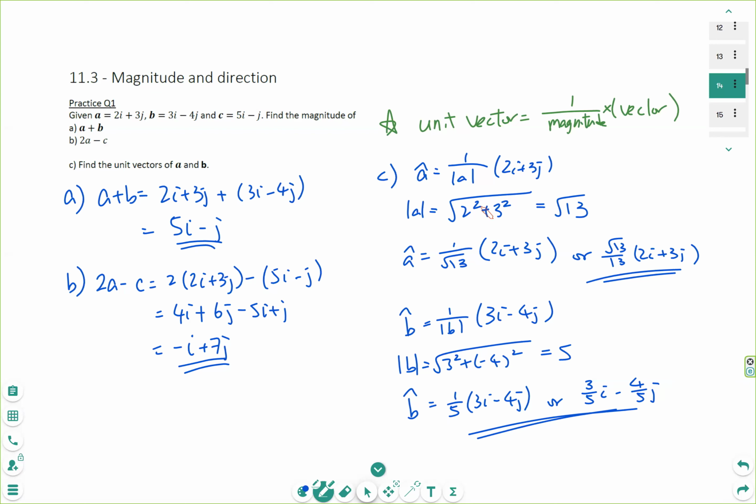For question C, however, to find the unit vectors, you can remember the formula is 1 over the magnitude. So it's 1 over the magnitude of a. You first need to find the magnitude of a by doing Pythagoras on the coefficients of i and j, which gives root 13. So there's 1 over root 13 of the vector a, where the vector is 2i plus 3j. You can leave it as it is, or if you want to rationalize the denominator to make it look a bit neater, that's good for you. So root 13 over 13 times 2i plus 3j. Or if you really want to go the extra mile, you can also expand the bracket into 2 root 13 over 13 i plus 3 root 13 over 13 j, but that's not required. So the unit vector of b is the same thing.